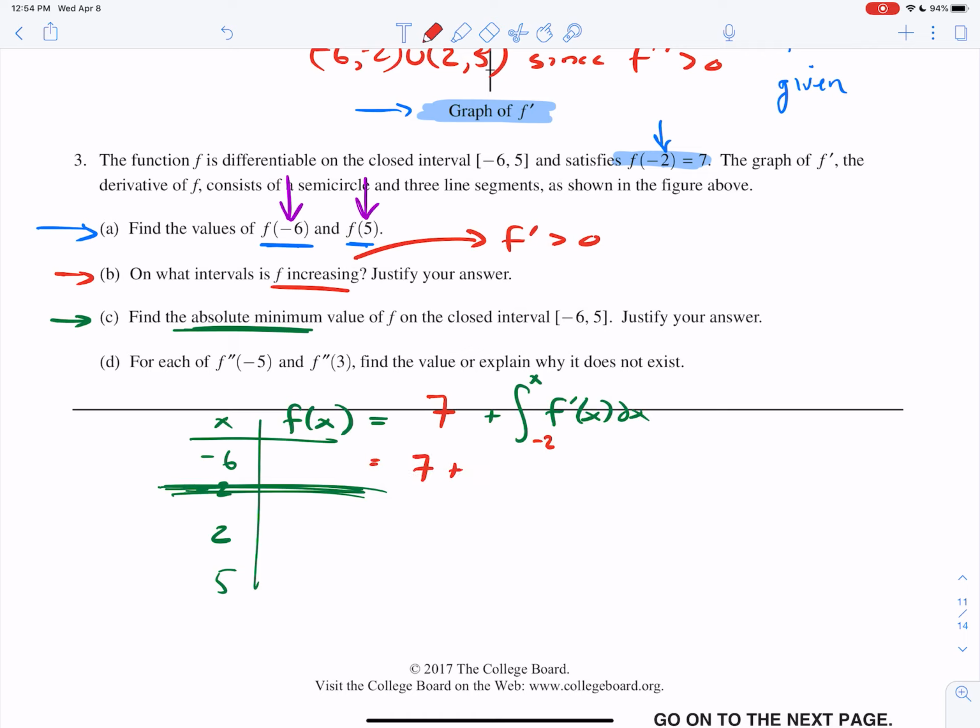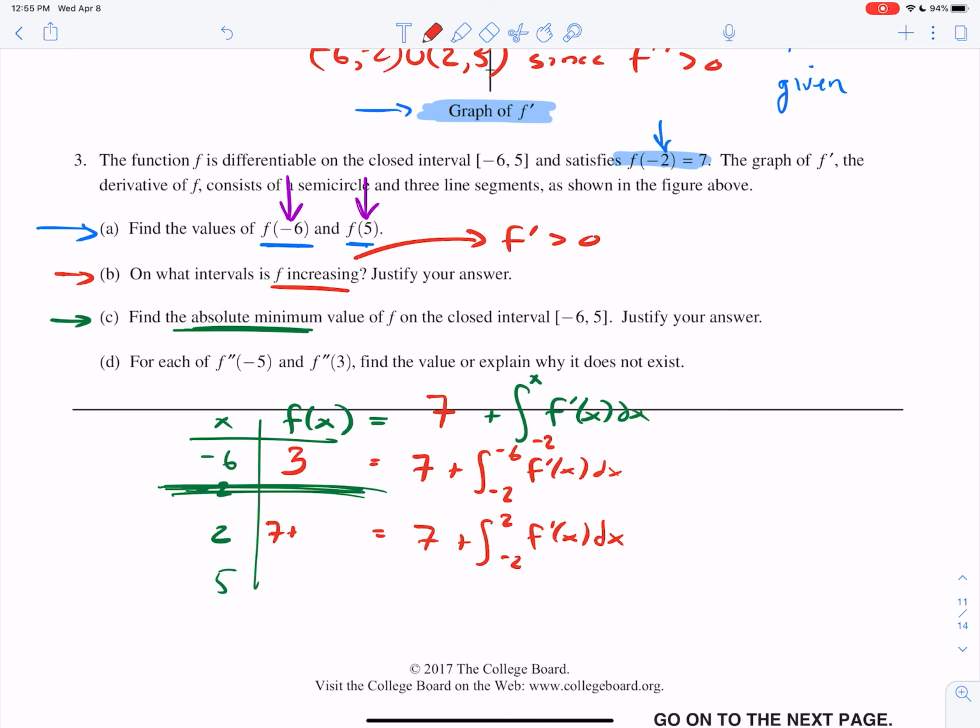This is going to be 7 plus the integral from -2 to -6. Okay, and we actually did that in part A. It came out to 3. Okay. F of 2, we haven't done just yet. That's 7 plus the integral of -2 to 2 f prime of x dx. Let's take a look at that there.